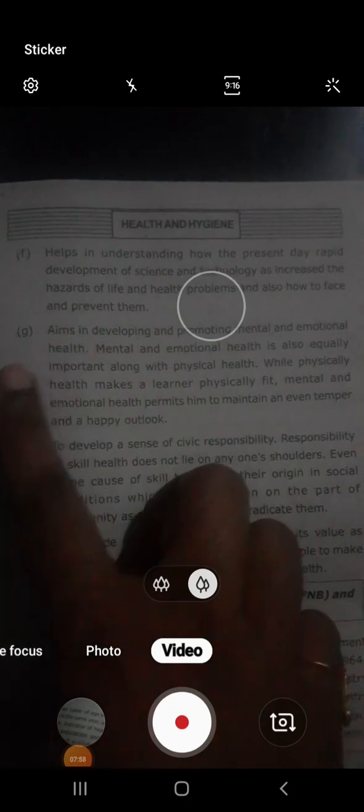So here, understanding how people present the development of science and technology. When we develop science and technology, it also leads to health hazards and life problems, and we have to prevent those too.